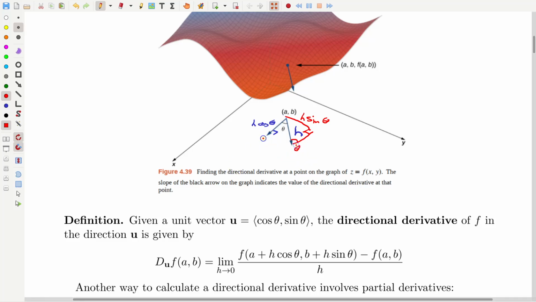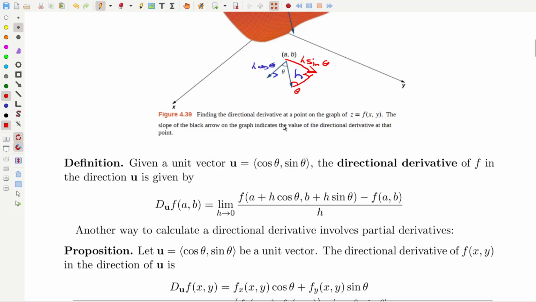So this has length h times cosine theta. This has length h times sine theta, and so we've broken the vector h into its components in the x and y direction. That's why we end up having these steps of size h times cosine theta and b plus h sine theta. You could also have thought of it as taking it in this component form already and forcing it so that it has length h. Then you just multiply this by h since this has length 1. That's an easier way to think about it.